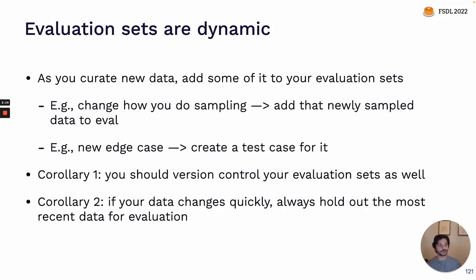The second is that if your data is evolving really quickly, then part of the data that you hold out should always be the most recent data, the data from the past day or the past hour or whatever it is, to make sure that your model is generalizing well to new data.